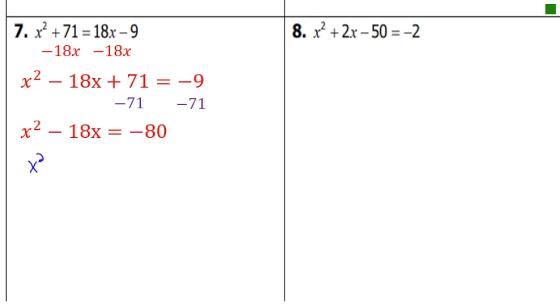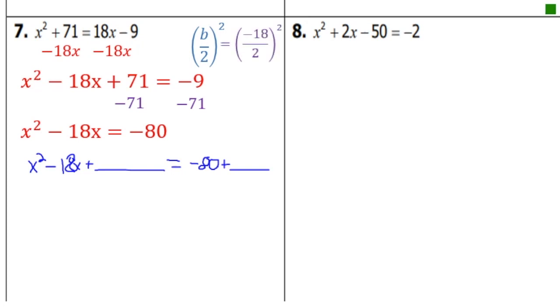I can also rewrite this with my blanks. So this would be x squared minus 18x, excuse my bad writing there, plus blank equals negative 80 plus blank. Now I complete the square. I take negative 18 divided by 2, that is negative 9. Negative 9 squared is 81. So I'm going to add 81 to both sides.